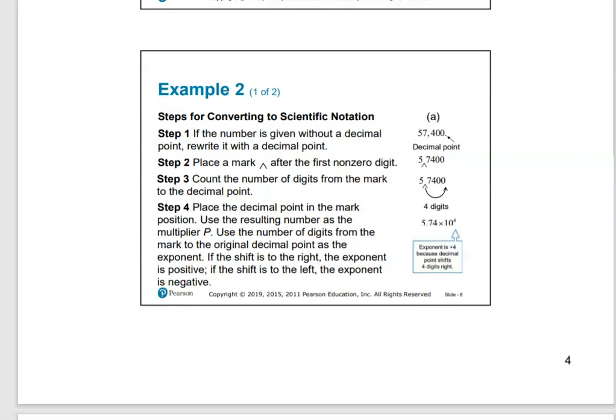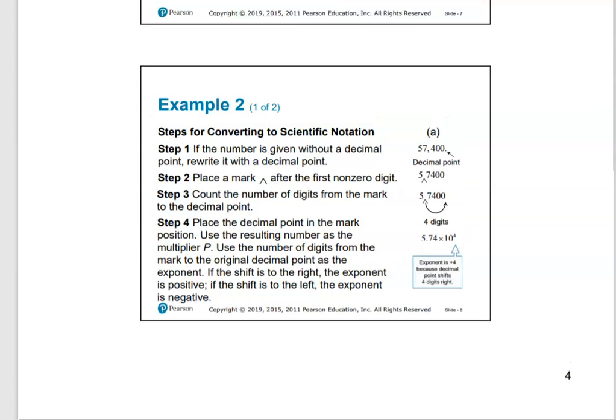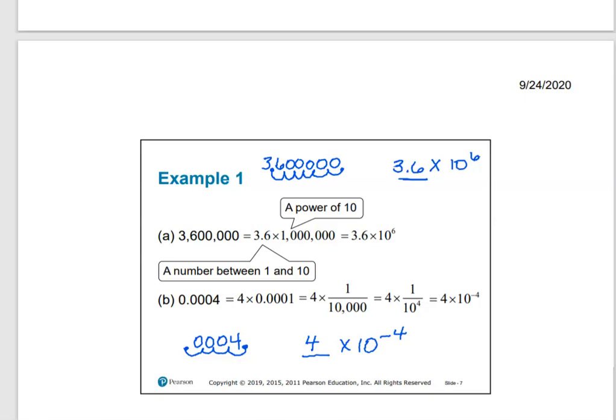So, steps for converting to scientific notation. Step number 1, if the number is given without a decimal point, rewrite it with a decimal point. Mark an arrow after the first non-zero digit, and then count the number of digits from the mark to the decimal point. Place the decimal point in the mark position. Use the resulting number as the multiplier p. Use the number of digits from the mark to the original decimal point as the exponent. If the shift is to the right, the exponent is negative. If the shift is to the left, the exponent is positive.